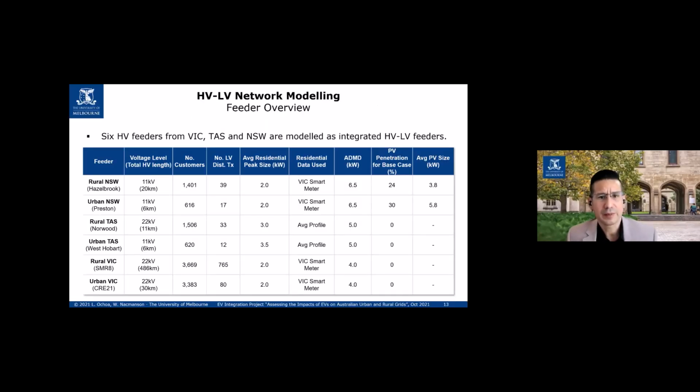All right, so this is an overview here of the different feeders that we have modeled in this particular project. There are 6 feeders, 4 of which have been modeled from scratch, and 2 of which were already modeled as part of a previous project. So the feeders from New South Wales, NSW, and Tassie, Tasmania, the TAS networks, are those that we have modeled, and the Victorian ones are those that have already been modeled.